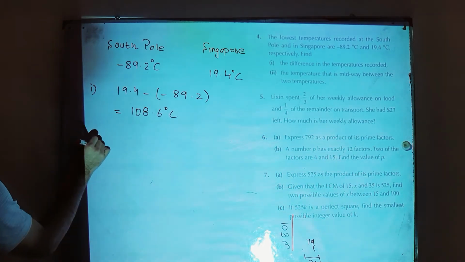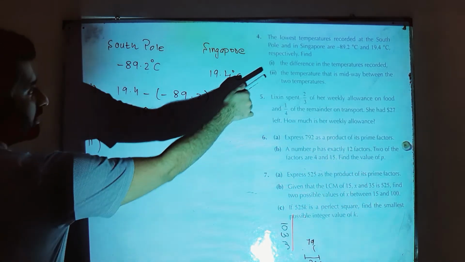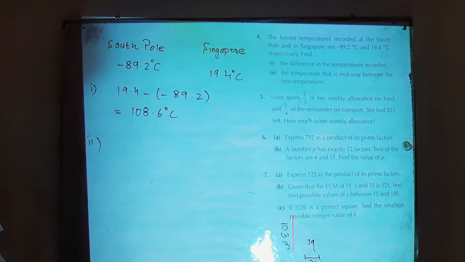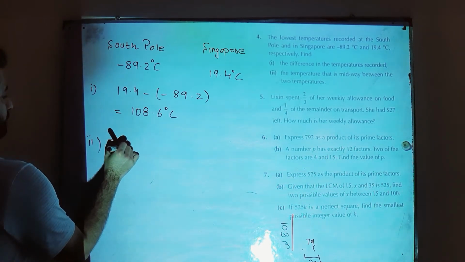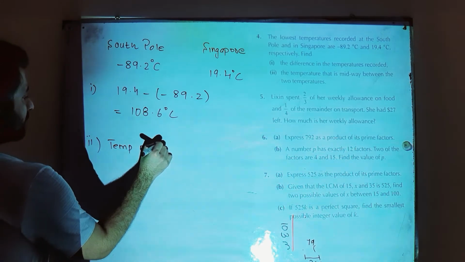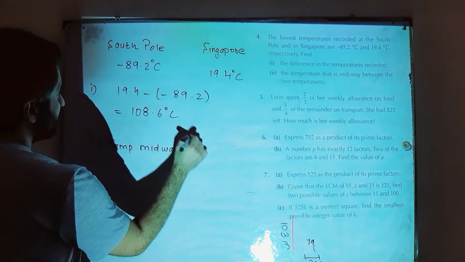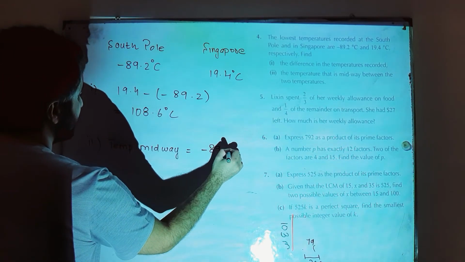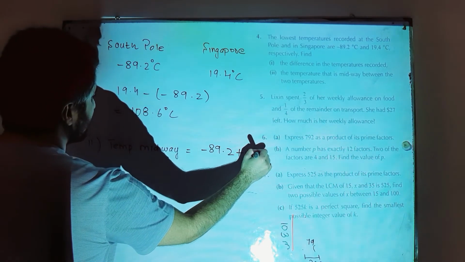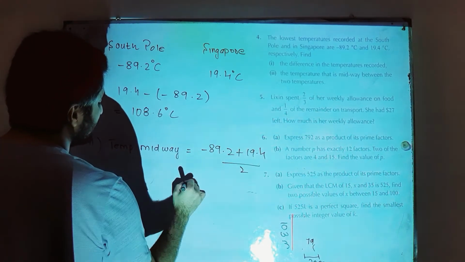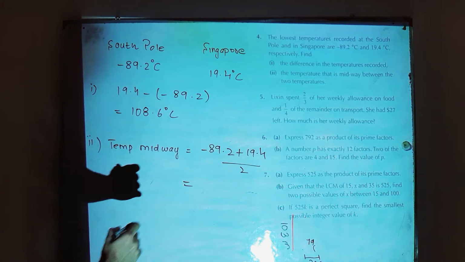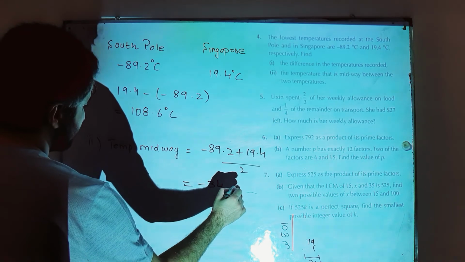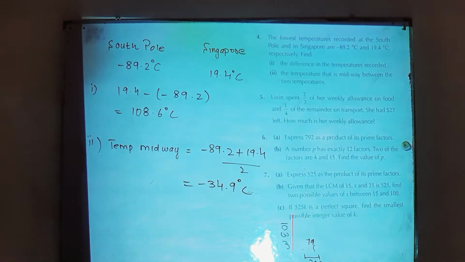What about part number 2? The temperature that is midway between the two temperatures. Well, add them. The temperature midway between these two is minus 89.2 plus 19.4, divided by 2, and you will have minus 34.9 degrees centigrade. So this is the answer for this one.